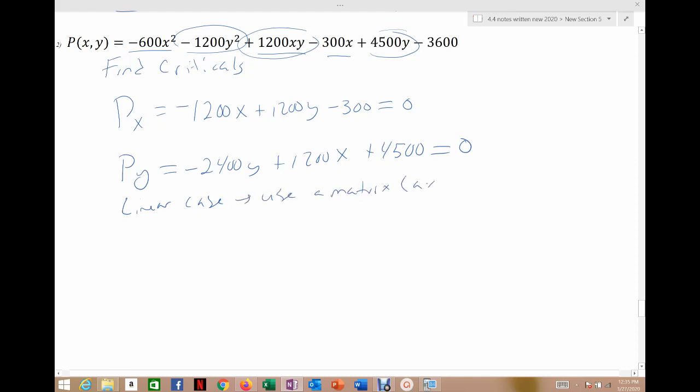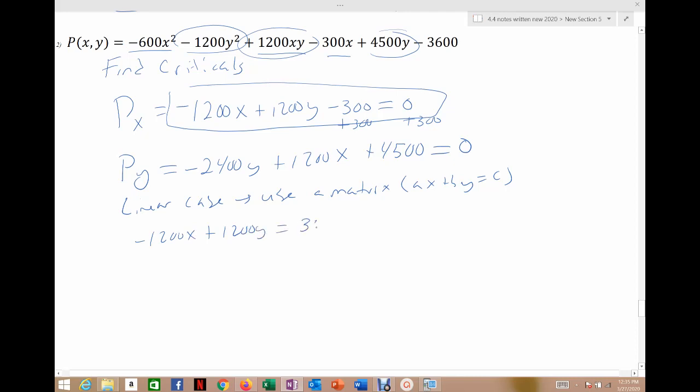Alright, before I get started, I have to write it in the form where I can plug it into my matrix, which is standard form. I get x value first, y value second, move my constant to the other side. So I'm going to start with this function. The x is in the right spot, y is in the right spot, but I have to add my 300 to the other side. So I'm going to get negative 1200x plus 1200y equals positive 300 because I added it to the other side.